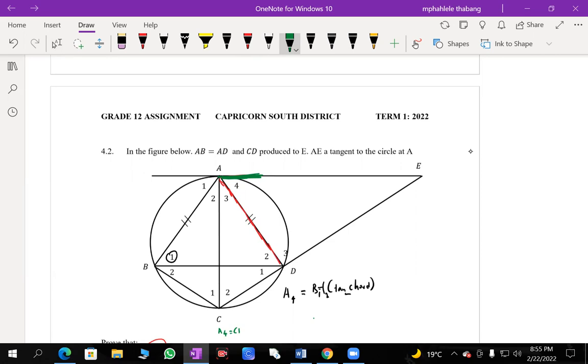You see the angle between the tangent and the chord. Let's take our chord in this case to be AD. Do you see that AD is a chord? Do you see AE is a tangent? Do you agree that AE is a tangent, and that angle A4 is the angle between the tangent and chord?